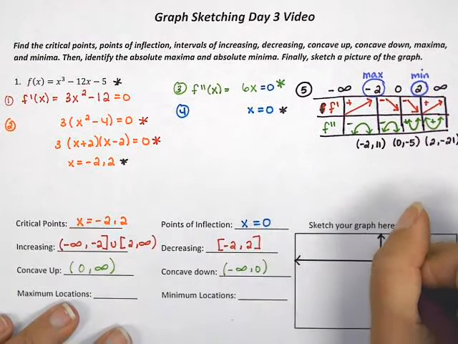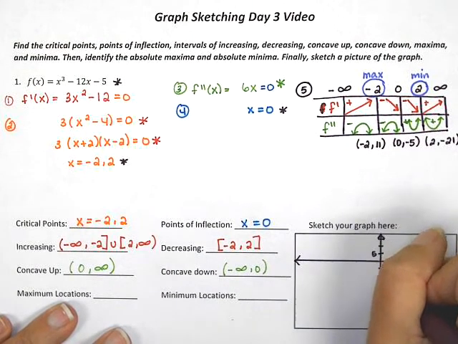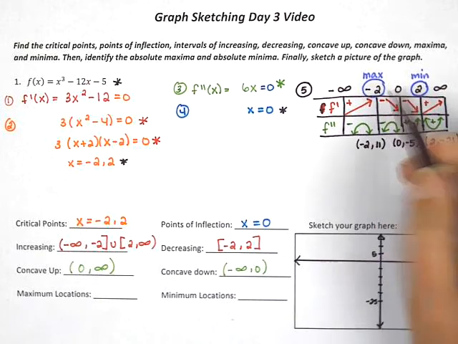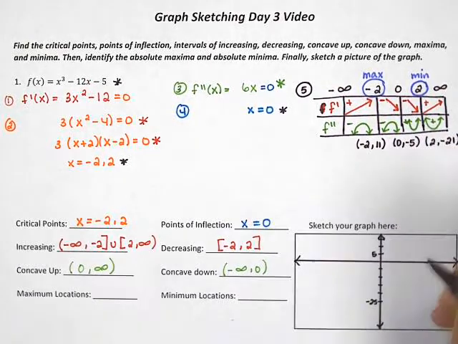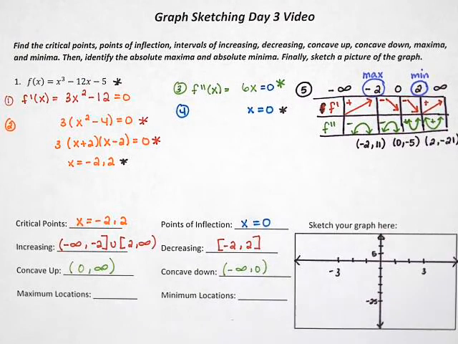So I'm going to have 5, 10, 15, -5, -10, -15, -20, -25. My x values, the important ones are -2, 0, and 2. So I'm going to go 1, 2, 3, 1, 2, 3. Now I'm going to start with graphing the ordered pairs.